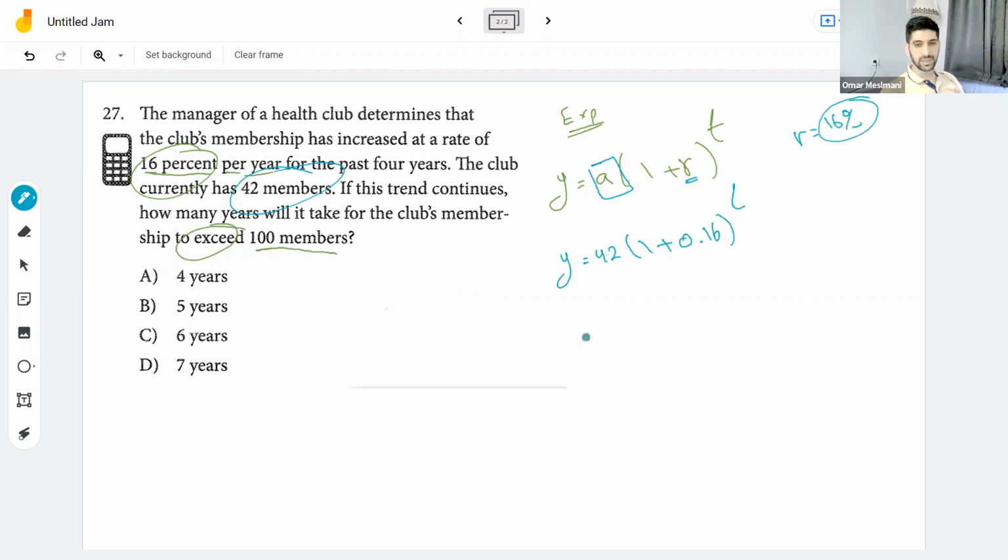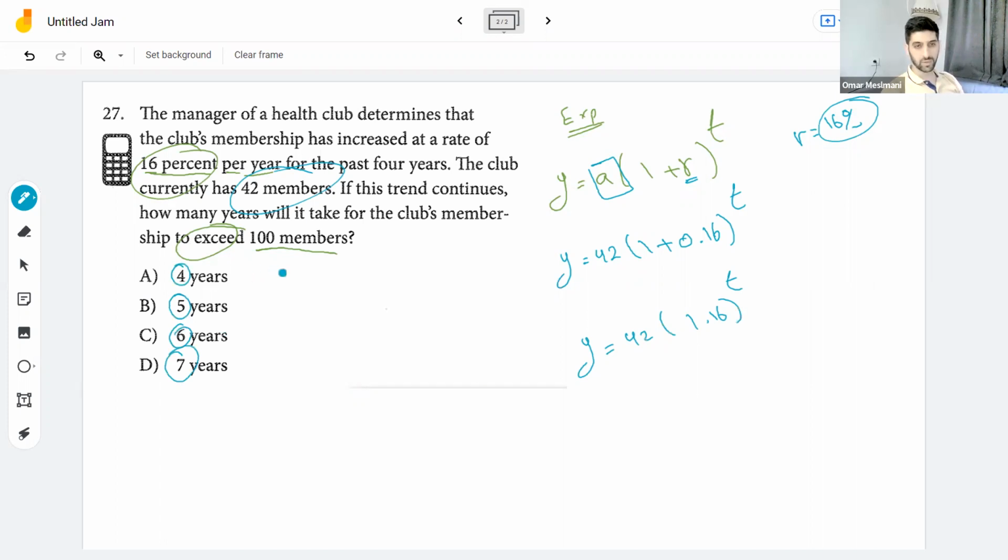So basically, you have y equals 42 times (1 plus 0.16), which is 1.16 to the power of t. Now what I will try to do is use 4, 5, 6, and 7, and I'll see which one gives more than 100.